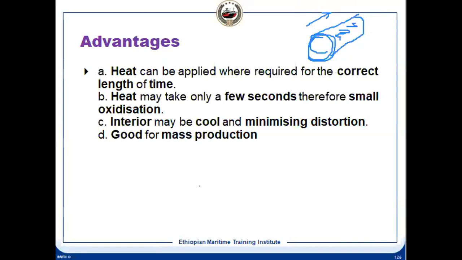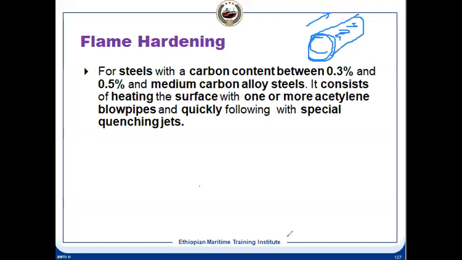So next is flame hardening. We also can do it by increasing the temperature. This is done for medium carbon alloy steel, where the carbon content is 0.3 to 0.5, and only the surface is heated. Heating is done, and then quickly by a quenching jet we cool it. So the surface hardening is done only on the surface, using the flame.